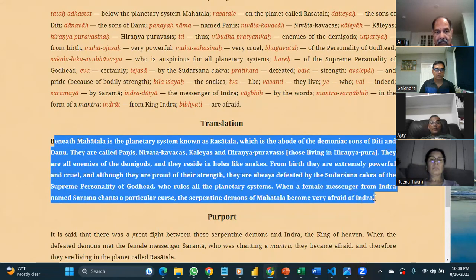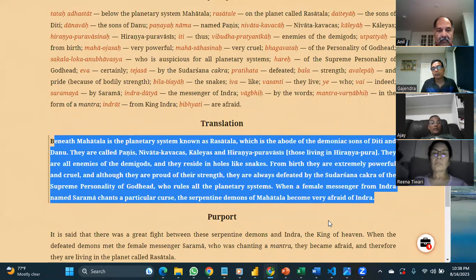Beneath Mahatal is the planetary system known as Rasatal, which is the abode of demonic sons of Diti and Danu. They are also called Panis, Nivata Kavach, Kalayas, and Hiranyapurasis, those living in Hiranyapur. They are all enemies of demigods and they reside in holes like snakes. From birth they are extremely powerful and cruel, and although they are proud of their strength, they are always defeated by the Sudarshan Chakra of the Supreme Personality of Godhead, who rules all the planetary systems.